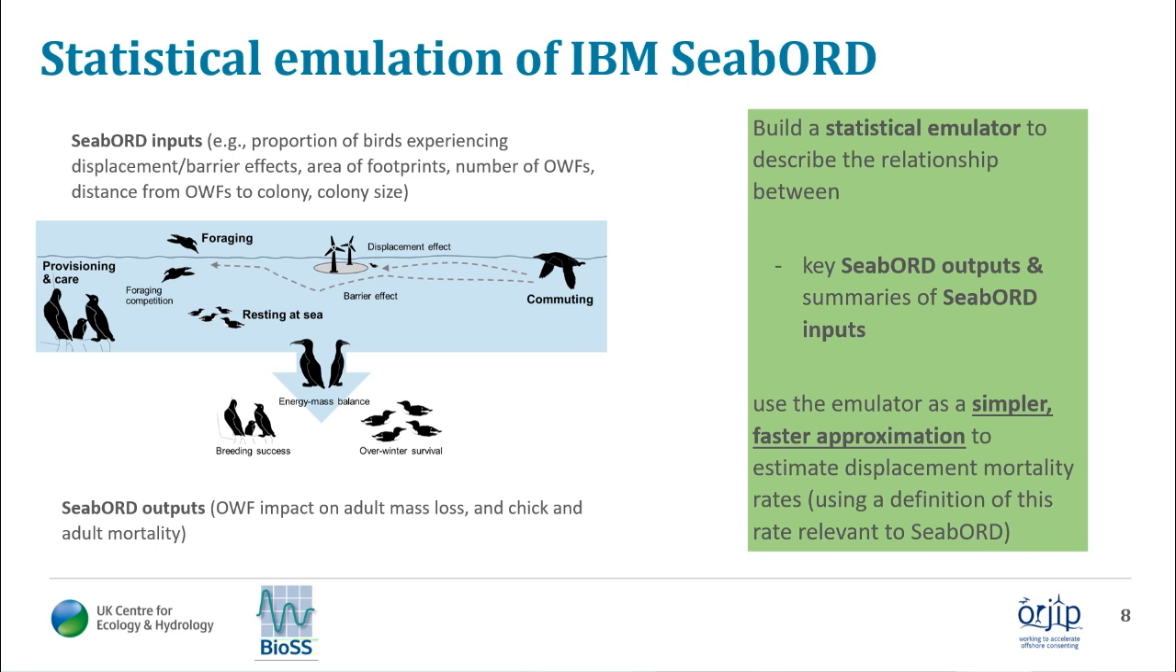The model then estimates impacts of offshore wind farms in terms of an impact on adult mass loss and also on chick mortality and subsequent adult mortality. So here we built a statistical emulator to describe the relationship between these SeaBORD outputs and the summaries of various SeaBORD inputs. And then we're able to use the emulator as a simpler, faster approximation to estimate the displacement mortality rates that SeaBORD would predict if it had been used in that instance.